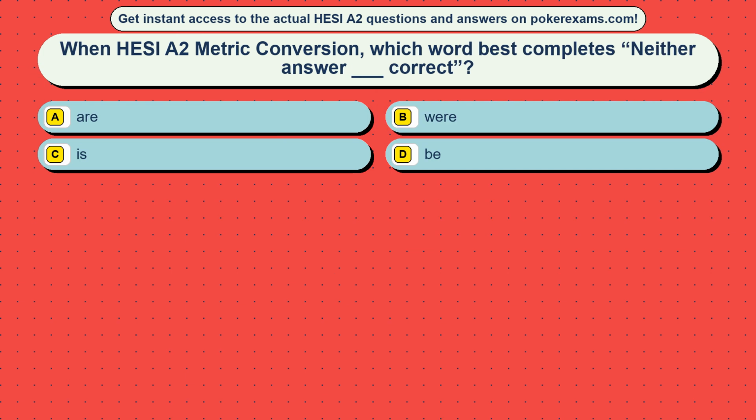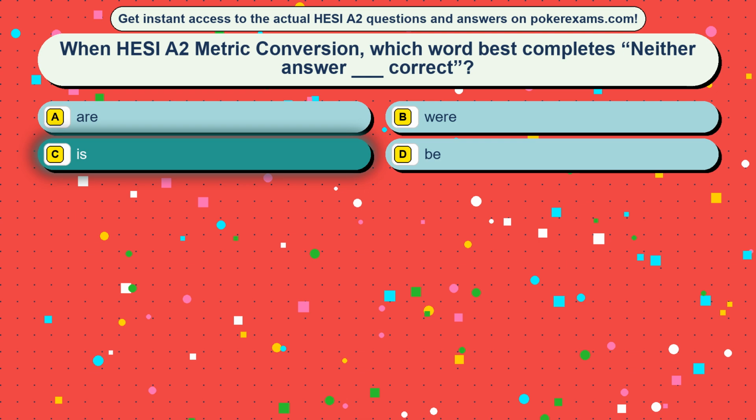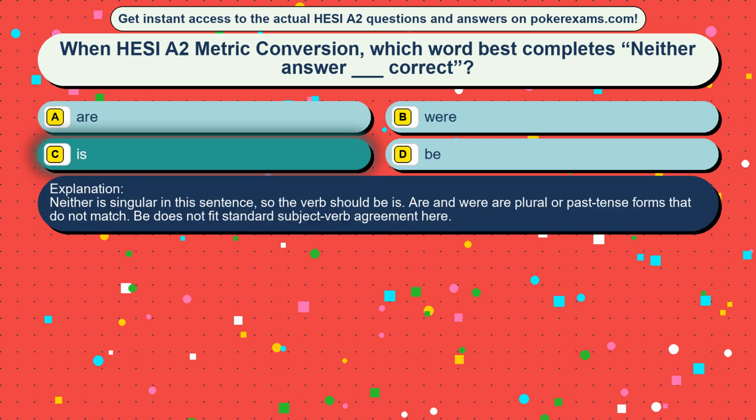Question 9. When HESI A2 metric conversion, which word best completes neither answer blank correct? Option A, par. Option B, were. Option C, is. Option D, be. The correct answer is option C, is. Neither is singular in this sentence, so the verb should be is. Are and were are plural or past tense forms that do not match. B does not fit standard subject-verb agreement here.